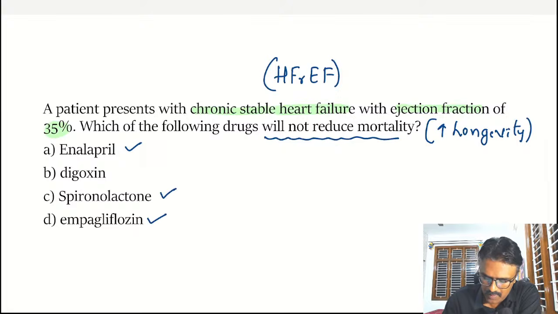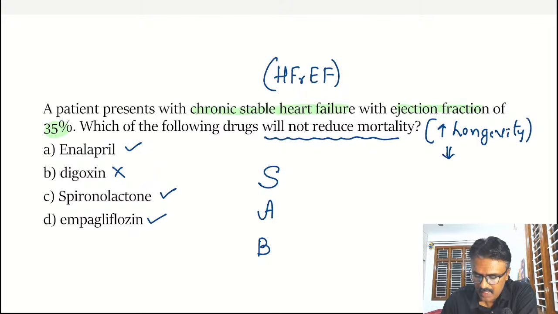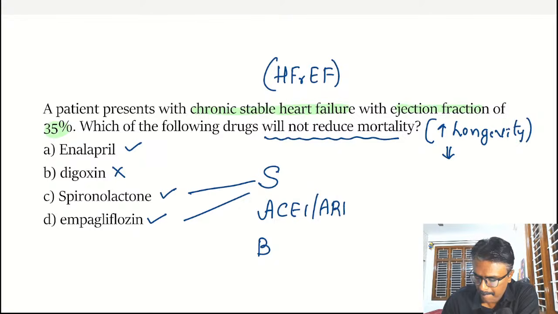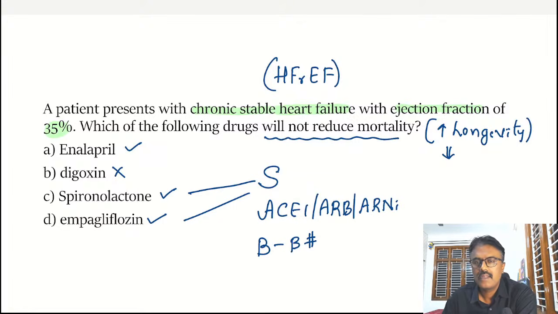Spironolactone will do, gliflozins will do, but digoxin is not going to do that. So what are the drugs used in heart failure which increase longevity or decrease mortality? The mnemonic I have told you plenty of times. It is SUB. S for spironolactone and SGLT2 inhibitors. A for ACE inhibitor, ARB, ARNI, and B for beta blocker. So only these drugs reduce mortality or increase longevity in CHF patients.